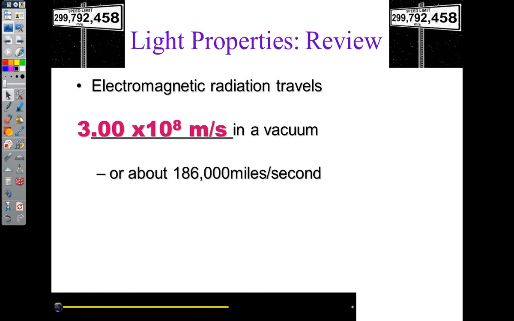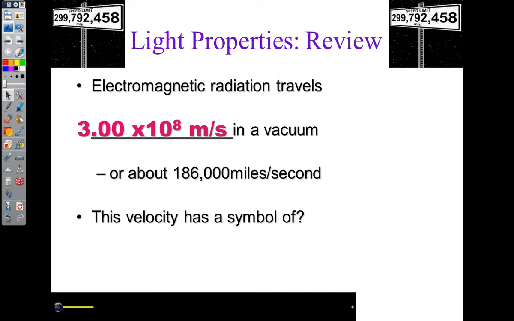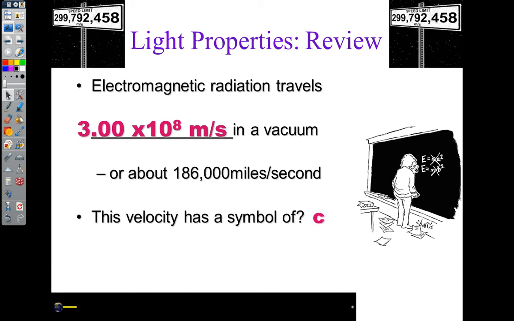Remember that in 1 second, light can travel approximately around the Earth. How many times? 7.5 times. And what is our unit? And what is our symbol? Symbol is C.